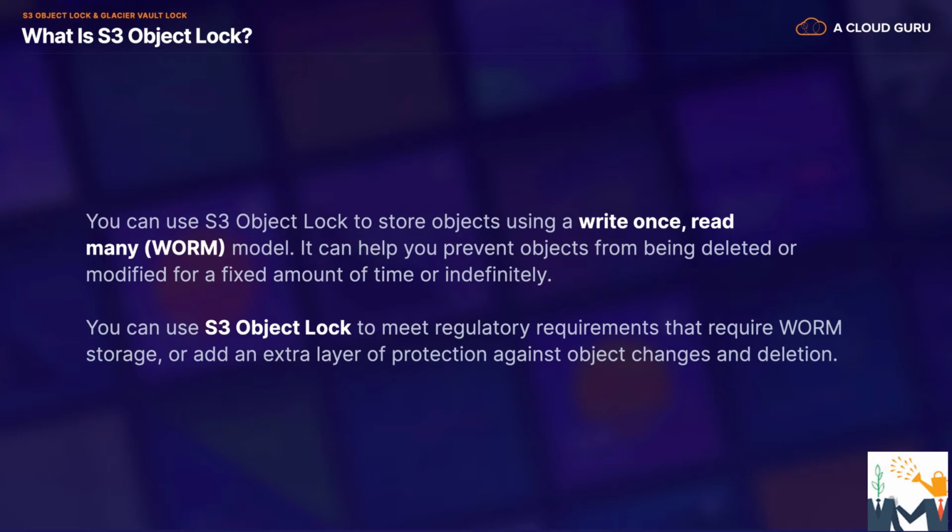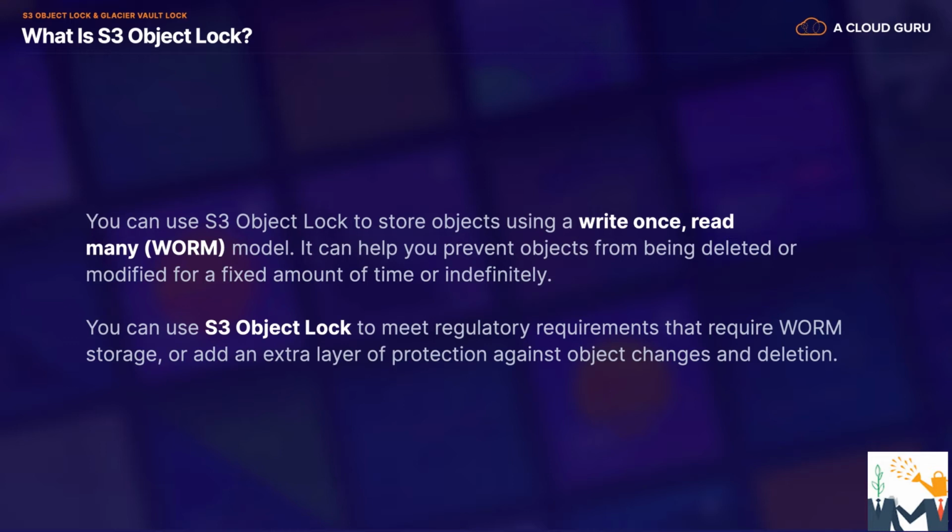Well, you can use S3 Object Lock to store objects using a write once, read many model, or a WORM model. And it can help you prevent objects from being deleted or modified for a fixed amount of time or indefinitely. So if you've got an object and you don't want somebody to be able to go in and modify it, so change the data inside it, or you don't want them to be able to delete it, you can use S3 Object Lock to basically lock that object so it becomes basically unmodifiable and undeletable.